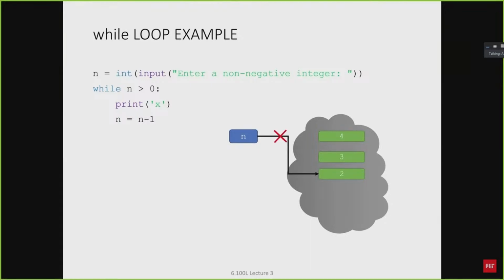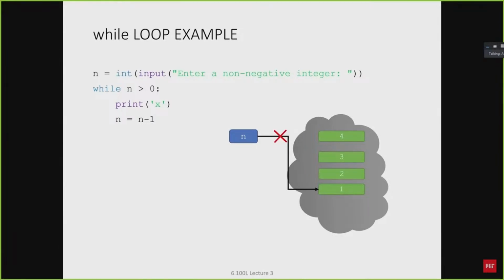Okay. Then again, Python checks the condition. It says 2 is still greater than 0. So again, we print another x to the screen. And then we decrement n by 1. So we're binding n to 1. Again, Python checks the condition. Is 1 still greater than 0? Yes. So we print another x to the screen. So we've printed 4 x's now to the screen.